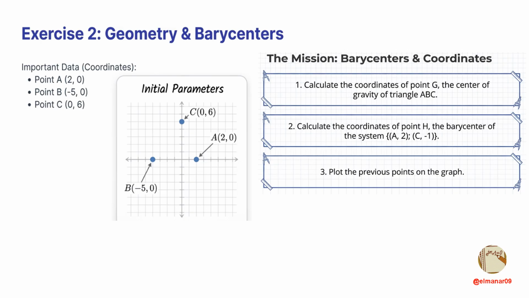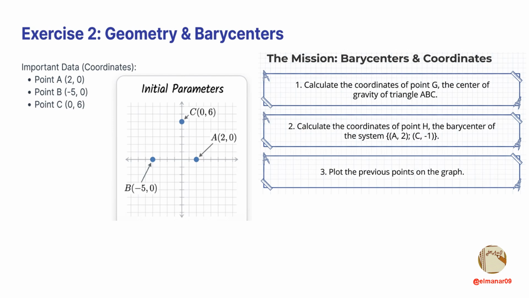Mission 2. The challenge of the partial barycenter H. Now, let's focus. We need to find H, the barycenter of the system (A,2), (C,-1). Careful here, the coefficients are changing. Point A weighs twice as much, while point C has a negative influence. It's like a geometric tug-of-war.